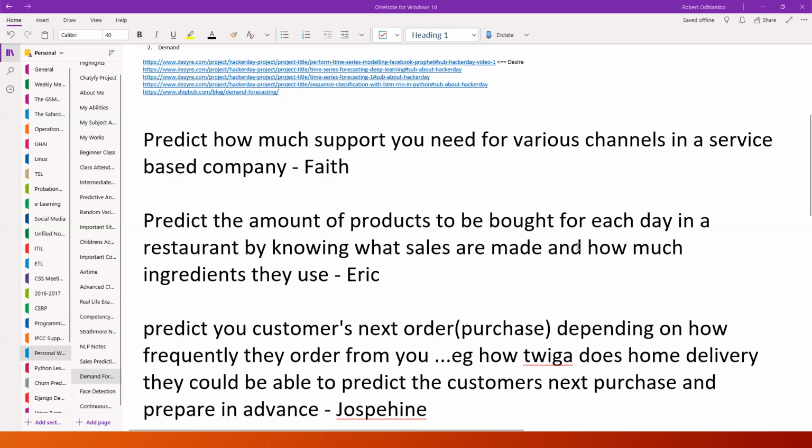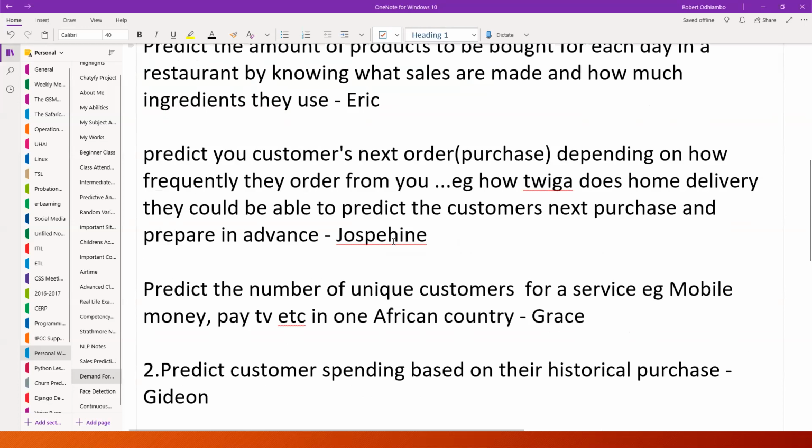Yeah, absolutely. Perfect. I think it makes sense. Anyone who has questions, you can channel them to Eric. But it's really straightforward: forecasting ingredients for the purpose of knowing how much of each you need. Okay, perfect. Let's go to Josephine.